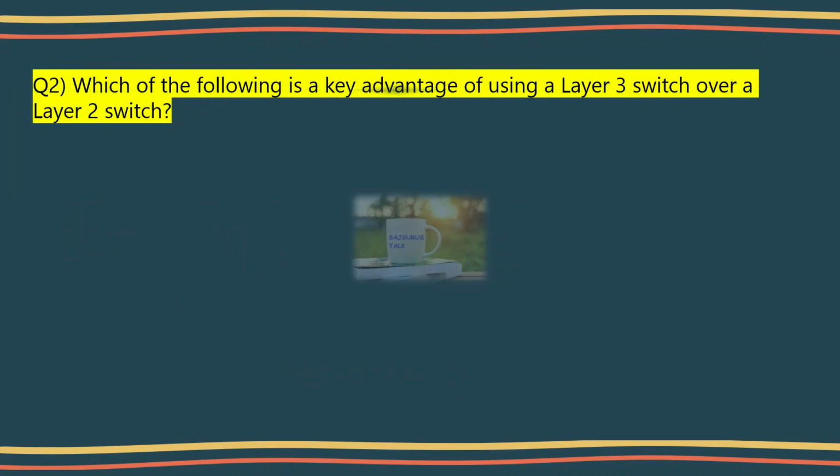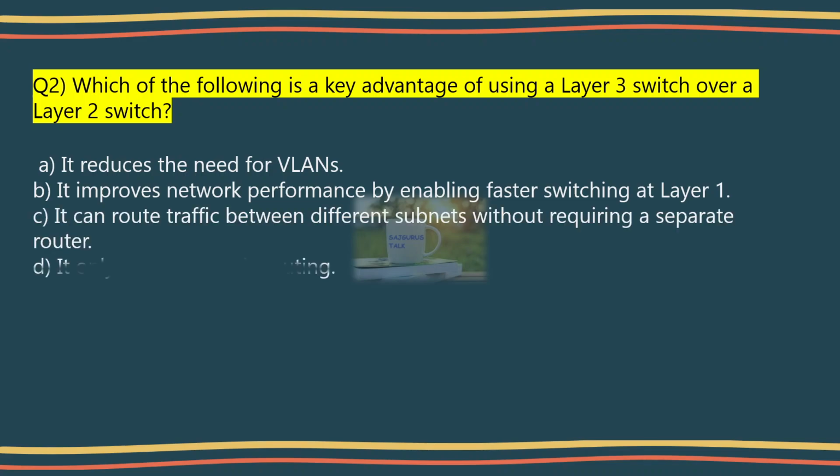Second question: which of the following is a key advantage of using a layer 3 switch over a layer 2 switch? So the options are given. A layer 3 switch combines the functionality of a switch and router, allowing it to perform routing between different subnets. Unlike a layer 2 switch, which only forwards frames within the same subnet using MAC addresses, a layer 3 switch can use IP addresses to route traffic between VLANs or subnets, reducing the need for an external router. So option C is suitable here. It can route traffic between different subnets without requiring a separate router.